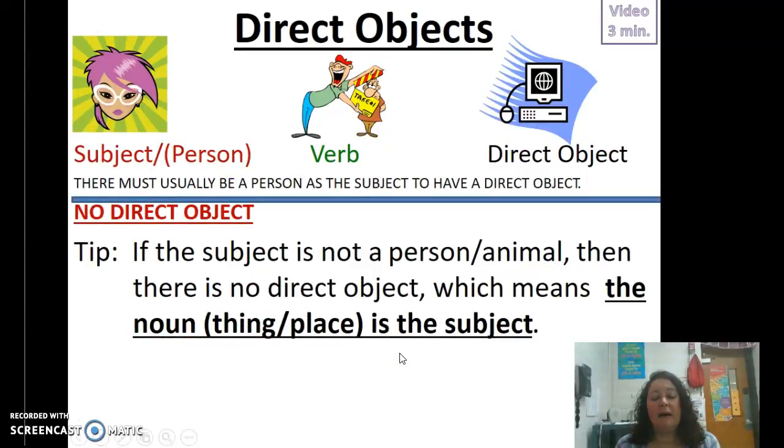So if you have a person in your sentence, it is probably the subject of the sentence. And then if there is another noun, it is probably the direct object. So there usually has to be a person as the subject in order for there to be a direct object. An animal can take the place of the person as well. So if there is no person, or possibly animal in the subject, you're not going to have a direct object. The thing is probably the subject. For example, der Bleistift ist rot. The pencil is red. There's nothing else in the sentence. The pencil's not doing anything. It's not a person. It's the subject of the sentence.